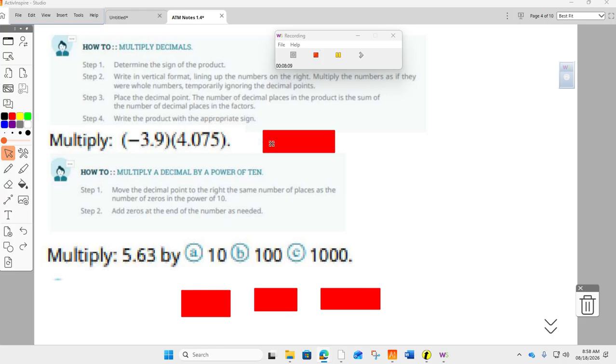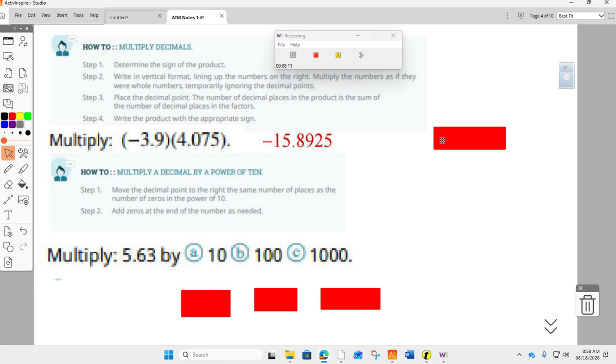All right, did you get negative 15 and 8,925 ten-thousandths? Did you get negative 15 and 8,925 ten-thousandths? Okay.